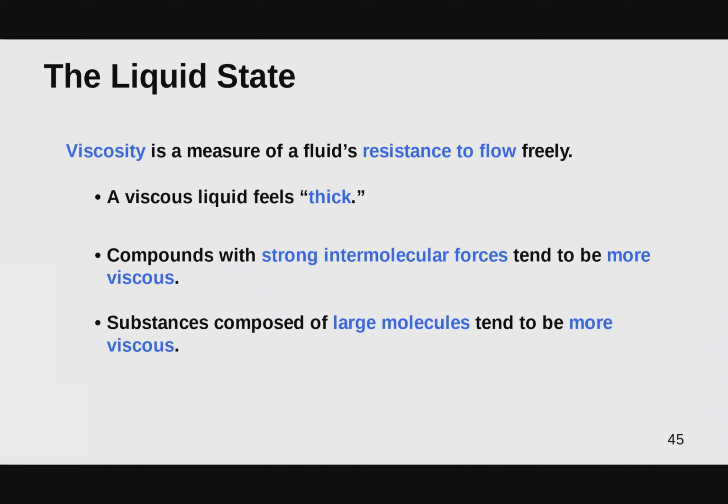Water, remember, has very strong intermolecular forces, but its viscosity is very low. It pours very freely. However, substances that are composed of very large molecules also tend to be more viscous. Why? Remember, large molecules have more London dispersion forces. Thus, they have higher intermolecular forces. Thus, their viscosity should also be higher. So, for instance, honey is comprised of lots and lots of sugars, which are very large molecules. Hence, honey has a high viscosity, thus it feels thick. It has a high level of resistance to flowing.